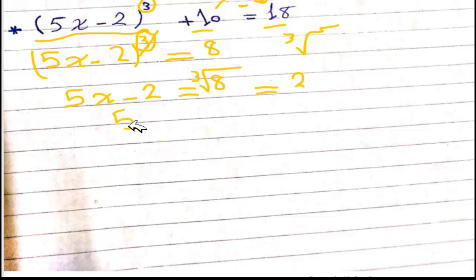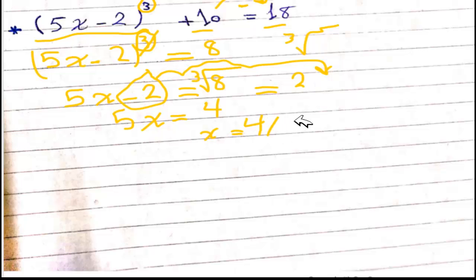So 5x equals, you see negative 2 here? I can put it on the other side with the opposite sign, which is plus 2. So 2 plus 2 is 4. So 5x equals 4, and x will be 4 over 5. So the solution set equals 4 over 5.